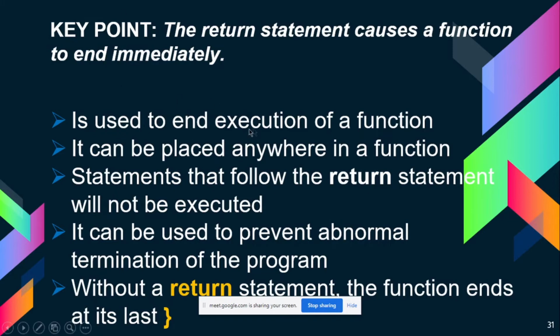So, it is used to end the execution of a function. So, it can be placed anywhere in a function. Statements that follow return statement will not be executed. So, kung sa tingin nyo, wala namang silbi yung return 0, actually, malaki yung part niya para maging maayos yung program natin. Because it can be used to prevent abnormal termination of the program. So, kapag merong abnormality sa program na ayaw terminate yung program natin because of some errors, si return 0 ang nagto-terminate. Okay?